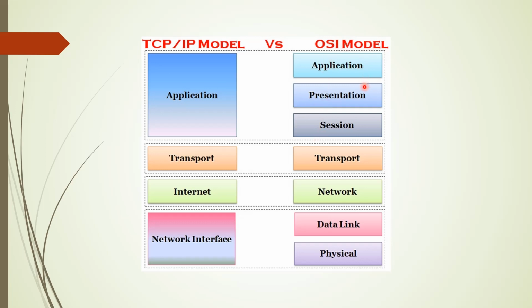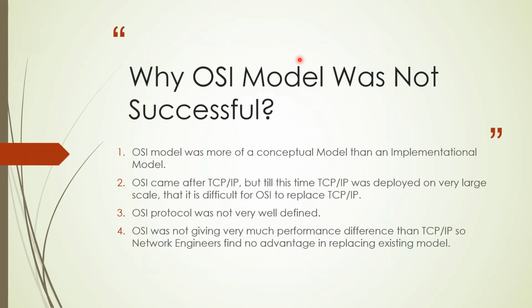Let me make it clear that the OSI model came after the TCP/IP model. So the usual question asked in interviews is: why was the OSI model not successful? It came after the TCP/IP model. What was lacking in the new model which was already implemented in the previous model? There is not very much difference between the TCP/IP model and the OSI model.